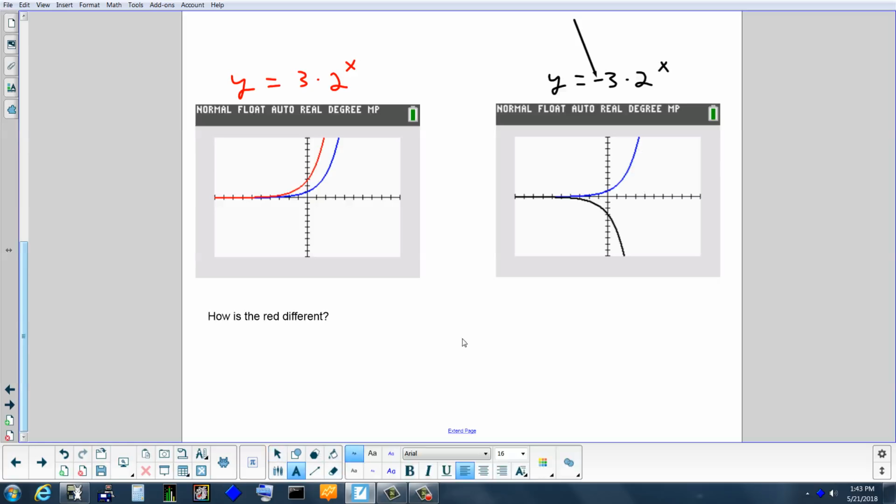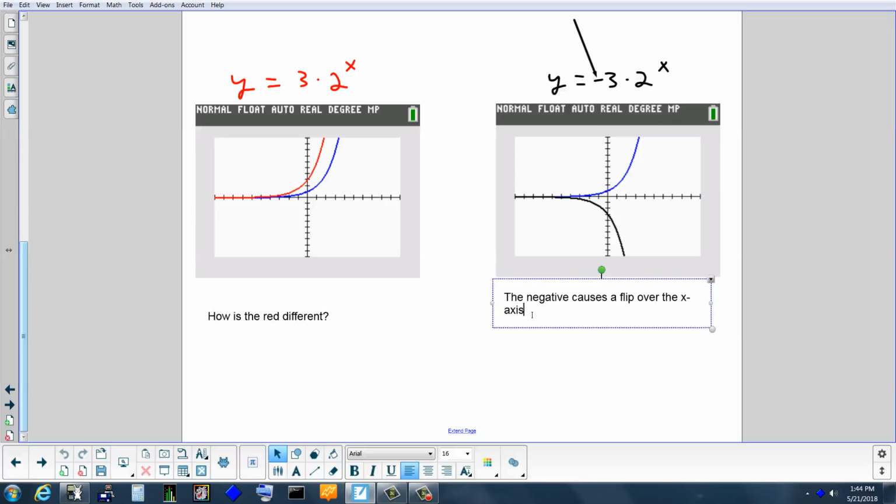Guys, what axis is this, x or y? That's the x-axis. So what's happening from the blue to the black? What's happening to your line? It's getting flipped. Over what axis? The x-axis. So see how this number is negative? When it's negative, it's going to cause it to flip over the x-axis.